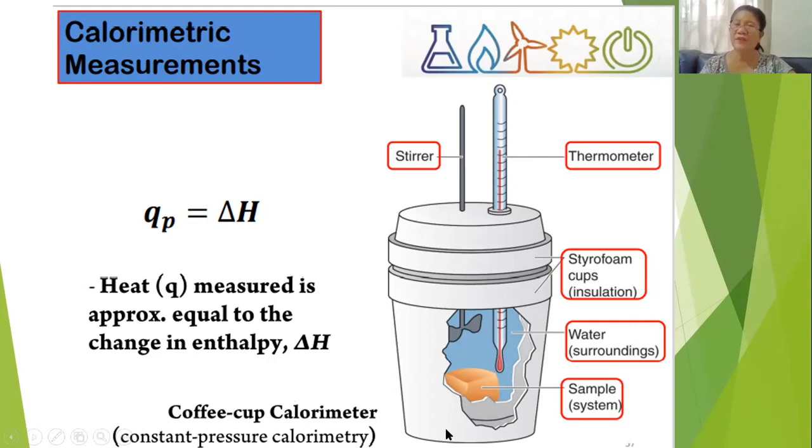a laboratory. So this is a styrofoam, then another styrofoam which is inside, so a styrofoam cup insulation. There is water surrounding here, and we could measure our temperature by means of a thermometer. Later on, what will happen is there is a transfer of heat from your styrofoam to the outside, to the surroundings. So you can say here that heat is equal to the change in enthalpy.